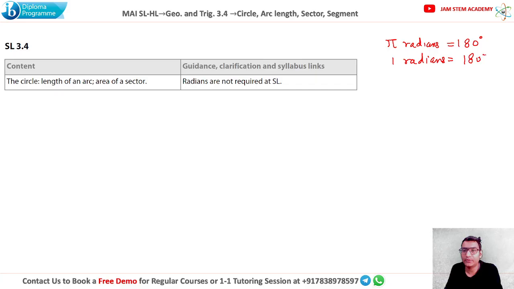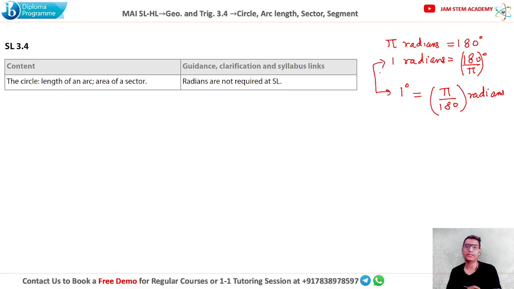So 180 over pi degrees is the value of 1 radian, where pi is 3.14. So it comes out around 57 degrees. And 1 degree is the same as pi over 180 in radians. If you are doing it by hand, you can use these, or otherwise you can use your GDC functions.